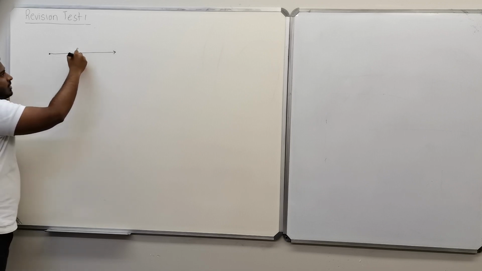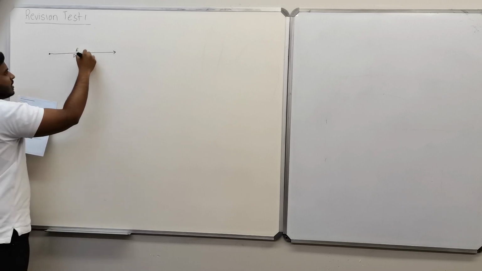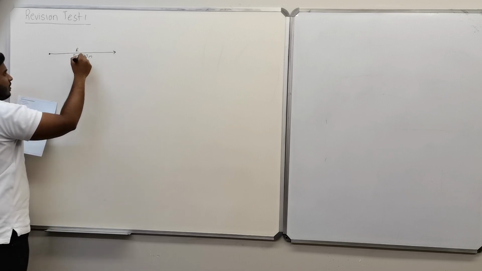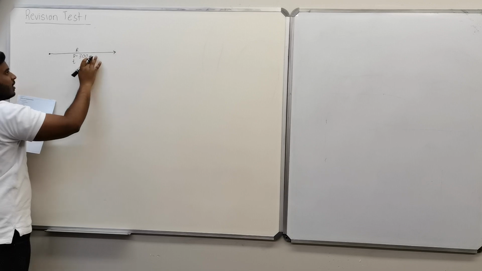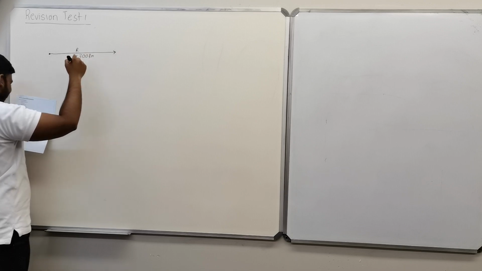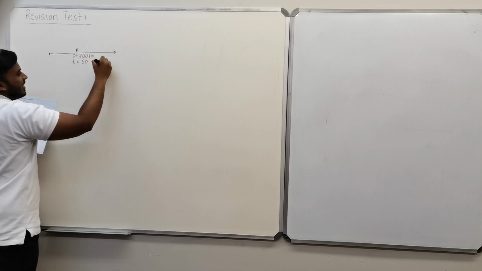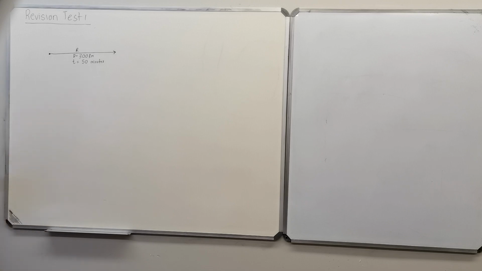They give you the distance is equal to 300 kilometers. Sorry, kilometers. And the time is equal to 50 minutes. Then they tell you that there is a southwesterly wind blowing at 10 meters per second.